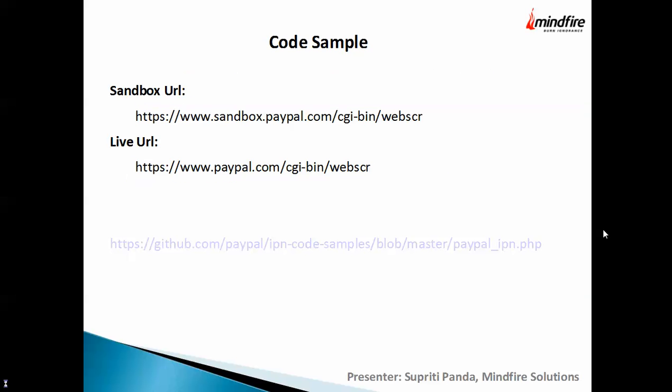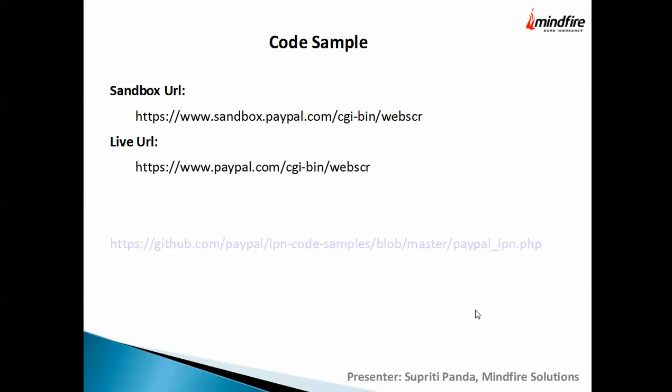Then we will see some code samples. For the Sandbox URL, you have to use sandbox.paypal.com/cgi-bin/webscr, but for Live you have to use www.paypal.com/cgi-bin/webscr. You can get the code sample easily from the GitHub PayPal IPN code samples. And here I can see the PayPal PHP code. Like that you can get it in other languages also.